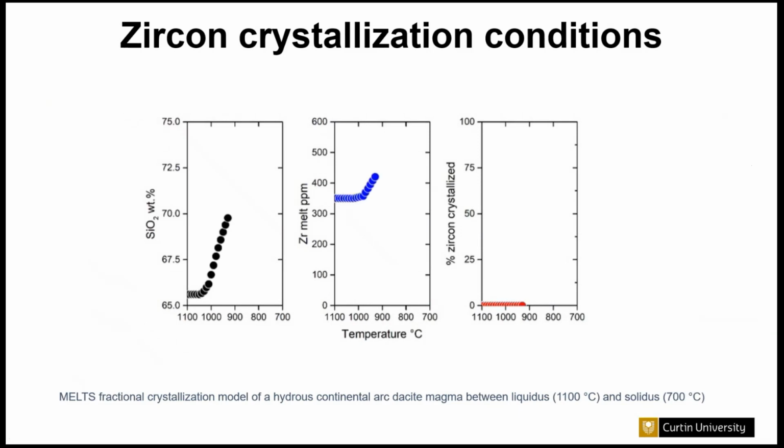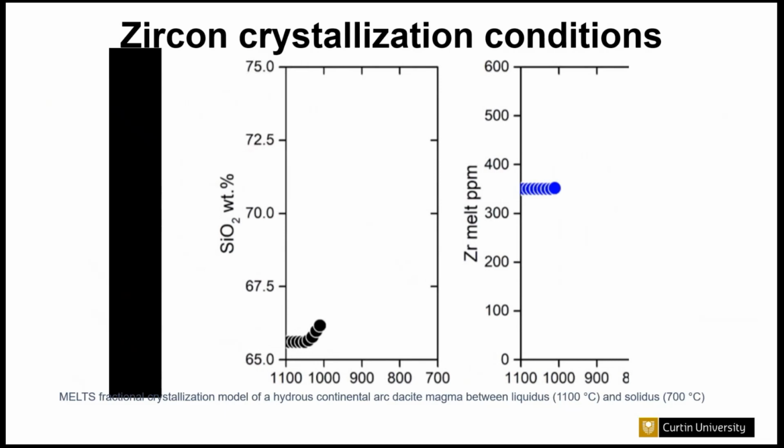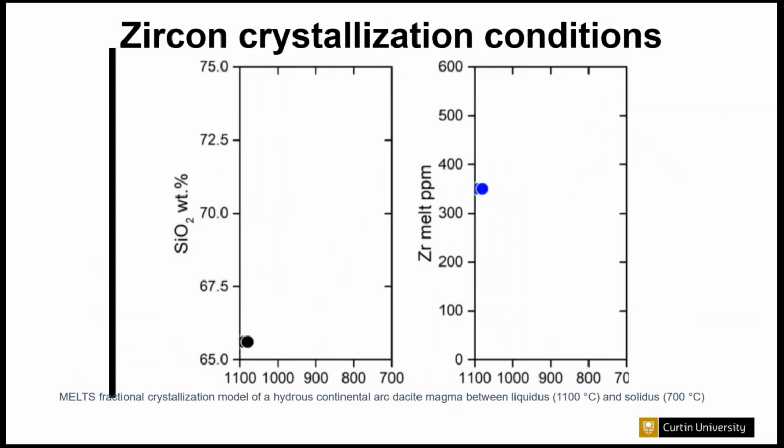This is a model calculation. If we take an intermediate melt, with sort of like dacite, 65 to 68 percent silica, and we let it cool, how does the melt composition change and what happens to the zirconium in the melt? So not unsurprisingly, you see temperature goes down, silica content goes up until we sort of get a minimum composition, and that's sort of our most evolved melt.